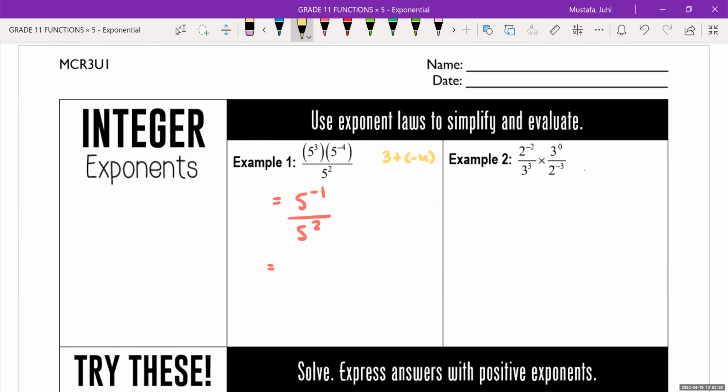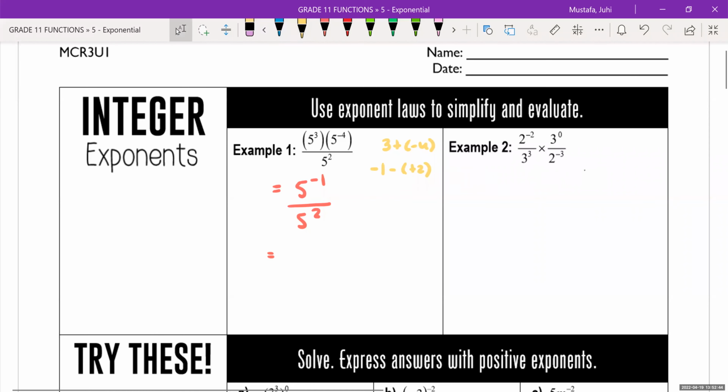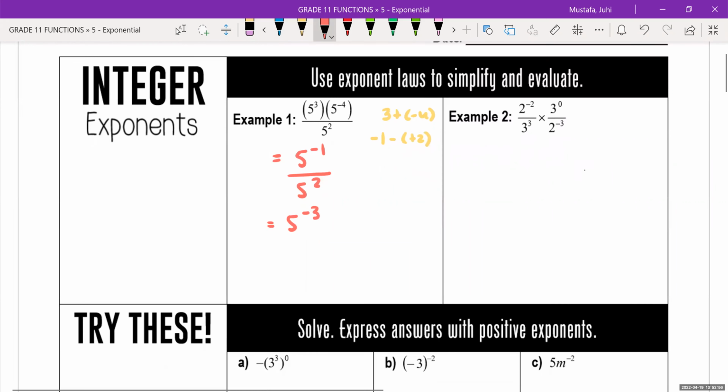Now, in the next step, again, you have the same base and a division sign, so we're going to subtract the exponents. That's going to be negative 1 minus positive 2. If you were to solve that, that gives you negative 1 minus 2, which is just negative 3. So really, these are exponent rules that you have to be mindful of, but make sure you just have a rough sheet of paper to do the work so you know where you're getting the numbers from. But negative 1 minus 2 is negative 3.